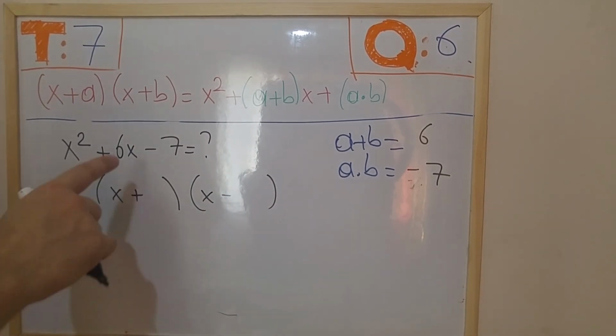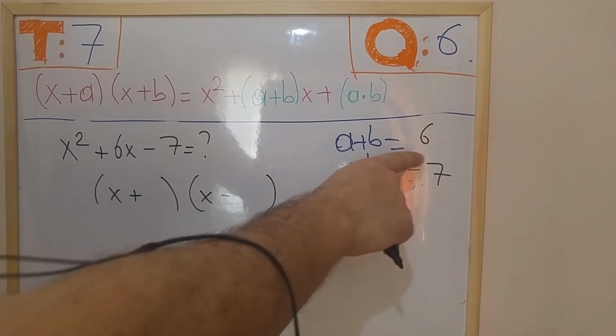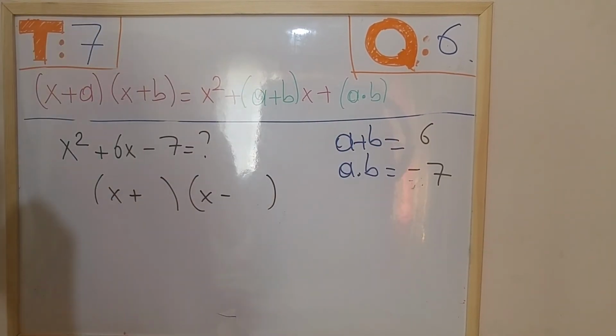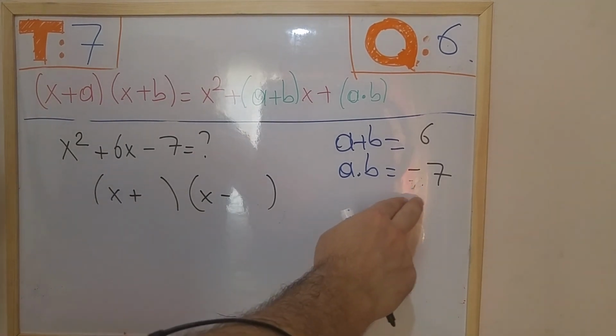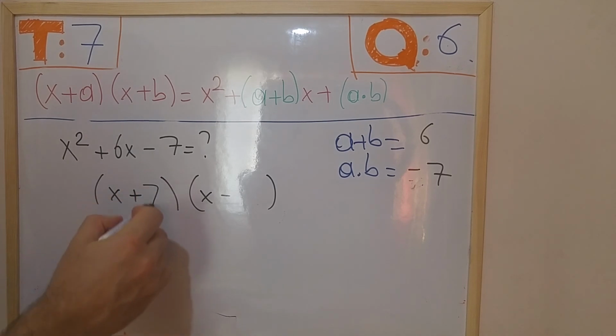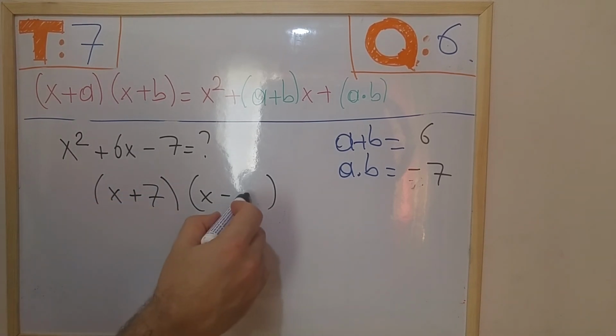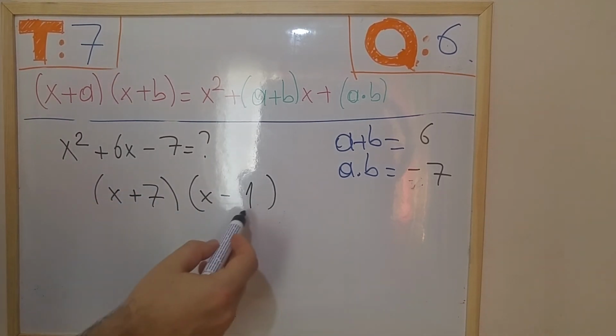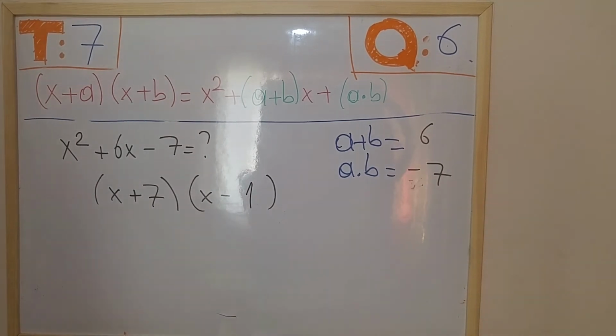And as we see, if the summation is positive, then the greater number must be positive, so that what gives us this is 7 and 1. So I have to put here x plus 7 and x minus 1. 7 minus 1 is equal to 6. That's the answer.